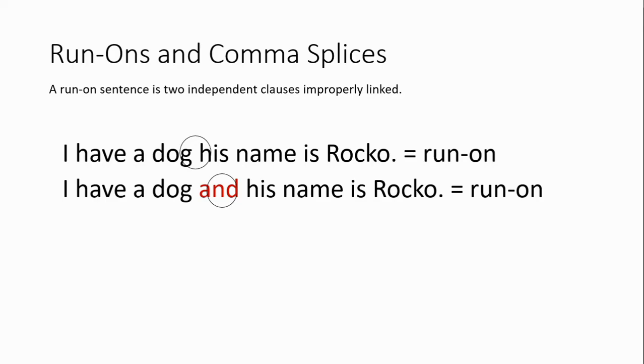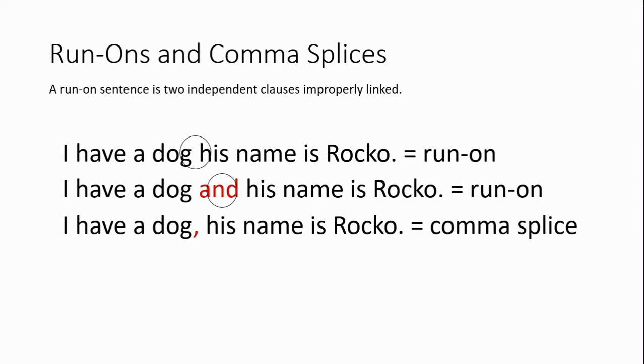It's still a run-on. Or how about, I have a dog, comma, his name is Rocco. That's still two independent clauses improperly linked, this time with just a comma. That's still a run-on, but it has its own special name. It's called a comma splice. It's as if you're trying to splice together two independent clauses with just a comma. Not allowed to do that.